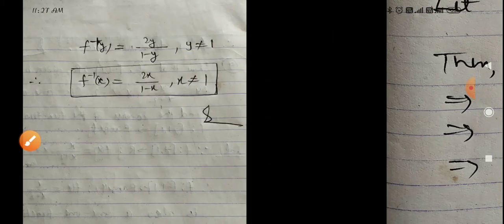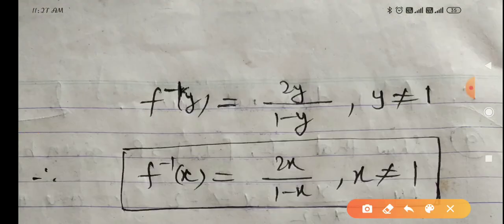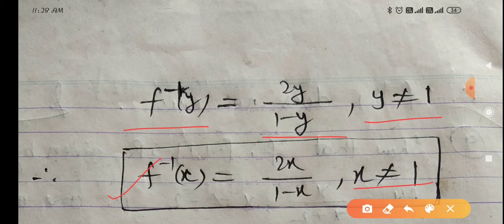So make x the subject: x equals 2y upon 1 minus y. Now replace x by f inverse y. F inverse y equals 2y upon 1 minus y, and y is not equal to 1, because if y were 1, this function would not be defined. This inverse would not be defined. So that's why we can define it as 2y upon 1 minus y, y is not equal to 1. Now in place of y you put x. So f inverse x equals 2x upon 1 minus x, and x is not equal to 1, which is the required inverse, the inverse of the function asked in the question.